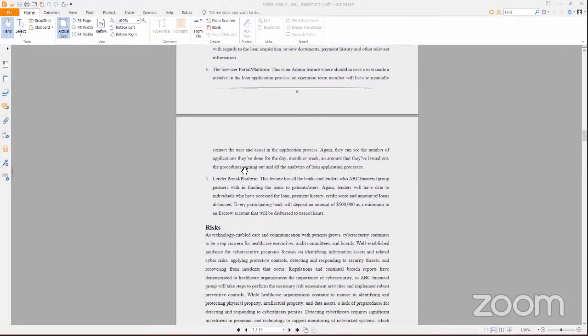Yes. And then again, we have the lender portal feature that will have all the banks and lenders of ABC Financial Group to fund the loans of the patients. And lenders will be able to see who have accessed the loans, payment history, credit scores of patients, and amount of loans disbursed.